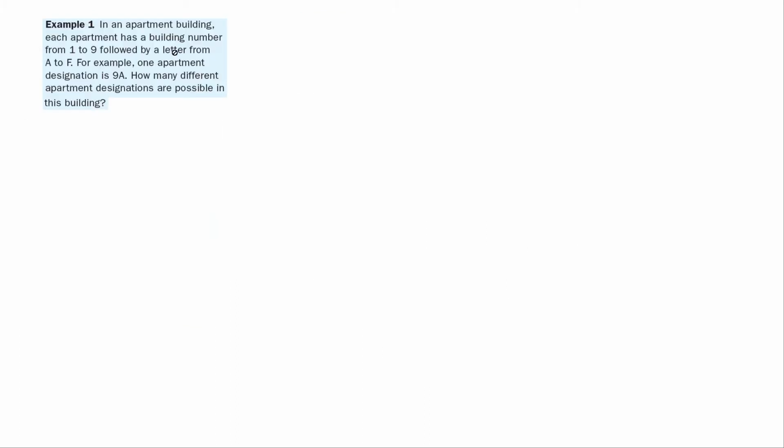And here is example 1. In an apartment building, each apartment has a number from 1 to 9, followed by a letter from A to F. For example, one apartment designation is 9A. How many different apartment designations are possible in this building? Well, we need to break this down into 2 categories. The first one is the numbering. For the numbers, we have how many choices? 1 to 9 is 9 choices.